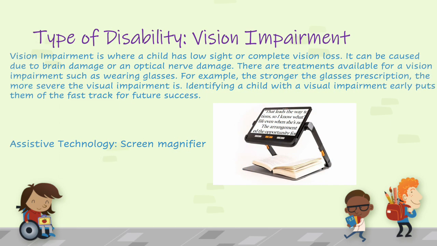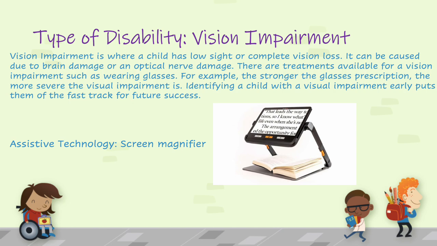The first type of disability is vision impairment, which is where a child has low eyesight or complete vision loss. Brain damage is the main cause of this, or it can be caused by optic nerve damage. There are treatments available to improve this, such as wearing glasses. For example, the stronger the prescription, the more severe the impairment is. However, identifying a child early puts them on the fast track for future success.